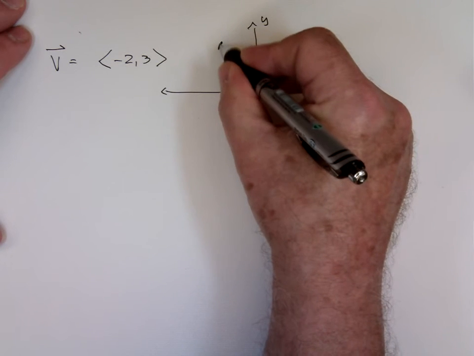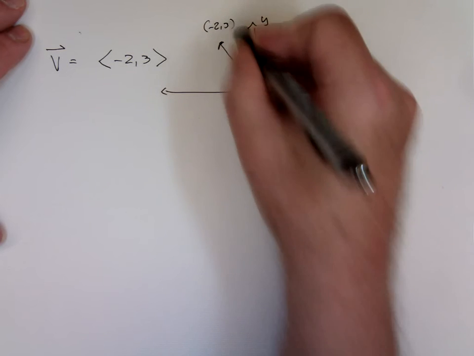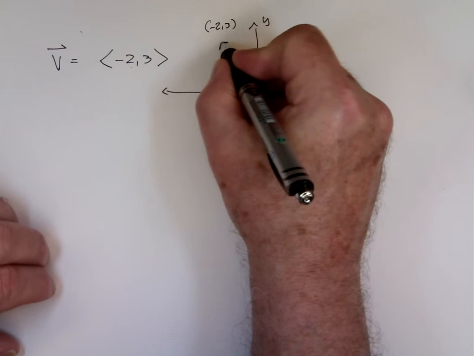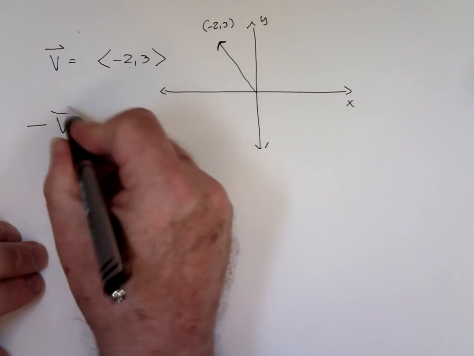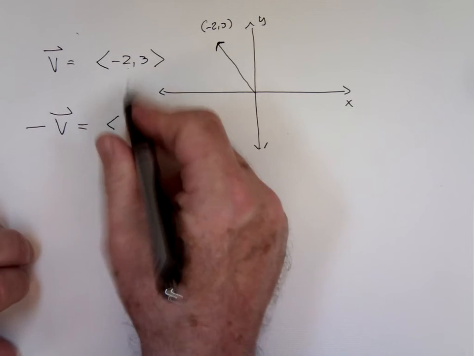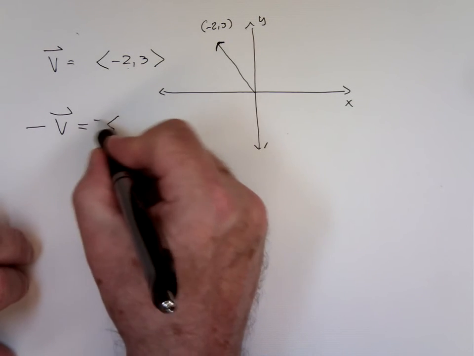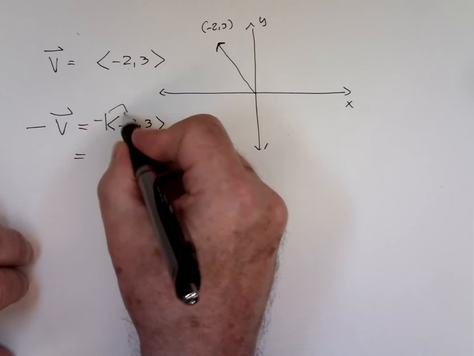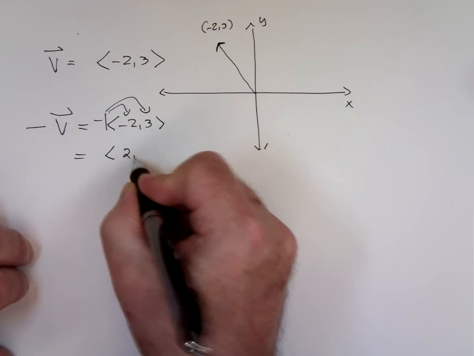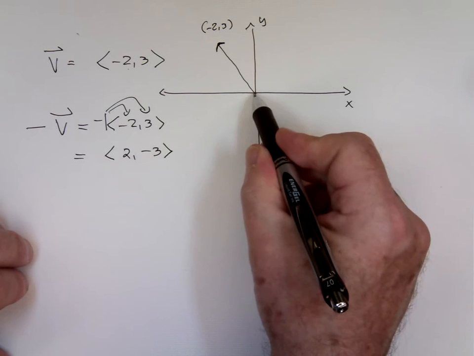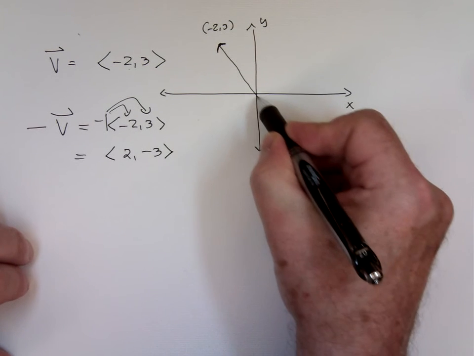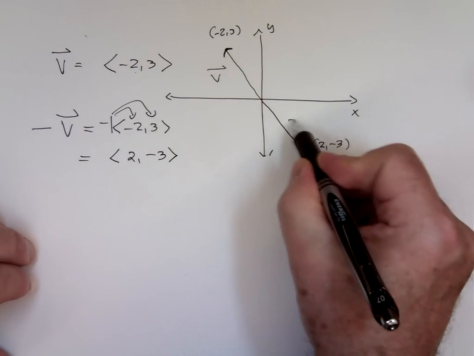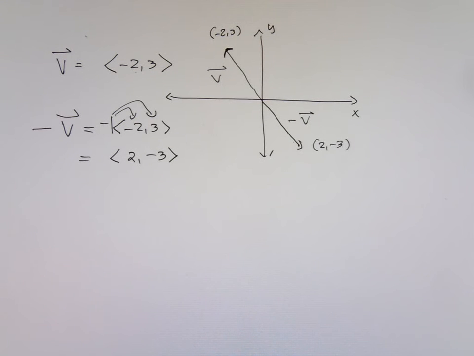This point would be (-2, 3). The vector itself is referred to this way, (-2, 3). If you multiply by -1 and take the opposite of this vector, we're going to take the opposite of each component. We're going to multiply by -1. When you multiply by a constant, you multiply the constant through the vector to get (2, -3). That vector would be (2, -3). It would take it out the other side. If this is vector v, this is the opposite of v. It takes the vector and turns it around through the origin to the other side.